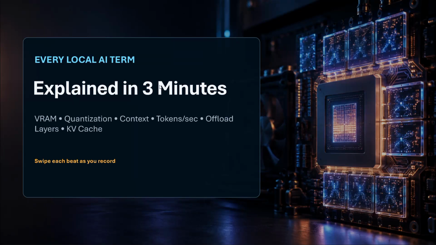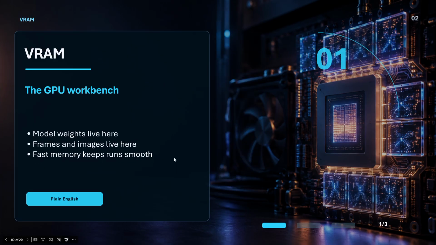So this is every local AI term explained in 3 minutes. Local AI sounds more complicated than this. In 3 minutes, here are the 6 terms that decide what your machine can run, how fast it runs, and where it's going to fall apart. So first up is VRAM.